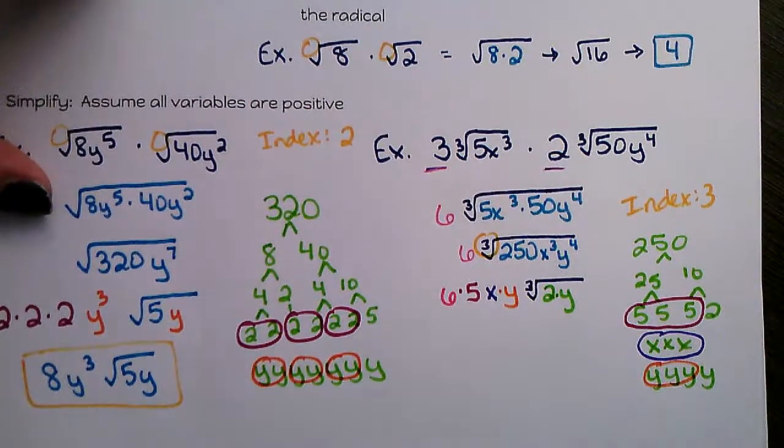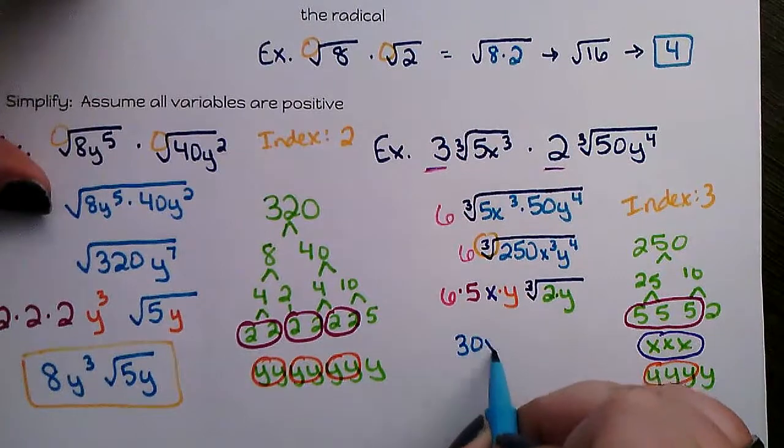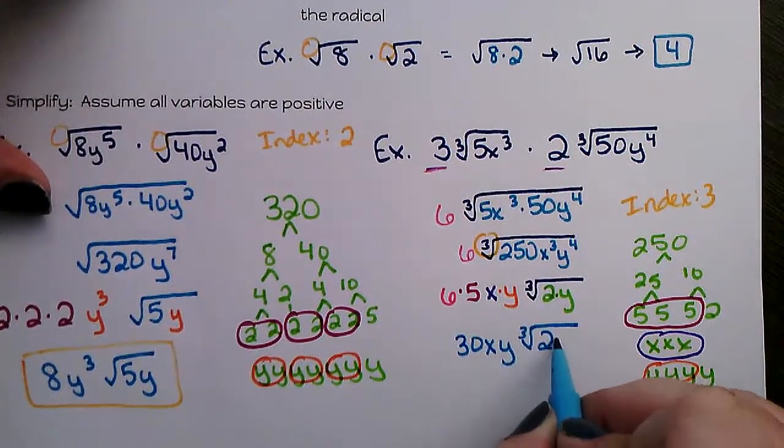Then finally, last but not least, we multiply everything together. So 6 times 5 is 30. The x and the y, this just chill. And we have the cube root of 2y.